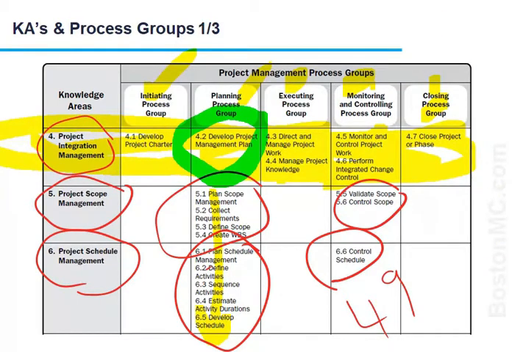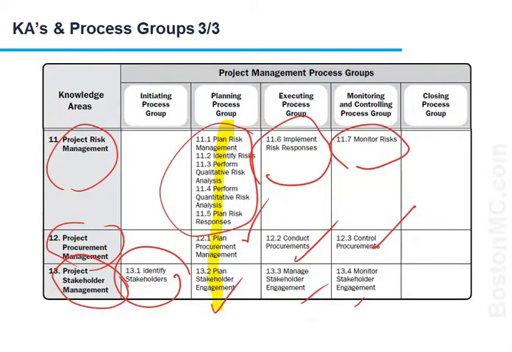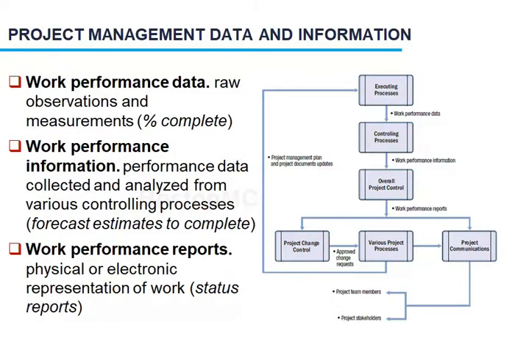So that would be our first knowledge area once we get into the knowledge areas in detail. A few things that I would like to mention here are common terms that you will see. Things such as work performance data, work performance information, and work performance reports are seen all over the PMBOK, and I just want to explain the small differences between them.